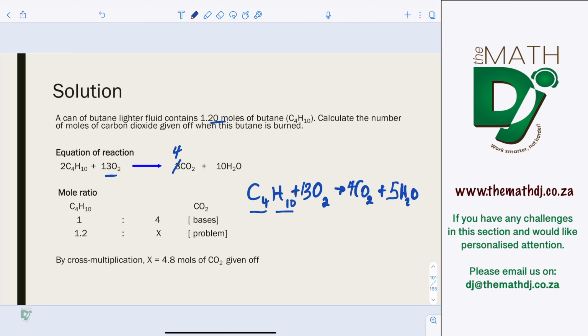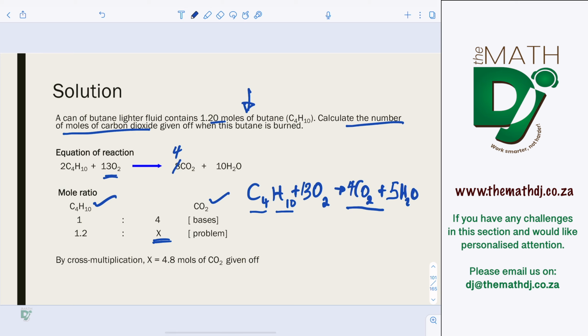So when you are comparing butane against, because remember you want to calculate the number of moles of carbon dioxide. So this is your carbon dioxide. So it's 1 to 4, which means 1 mole of butane produces 4 moles of carbon dioxide. But we know that we are using 1.2 moles, that is what we have. So 1.2 moles, it will form.